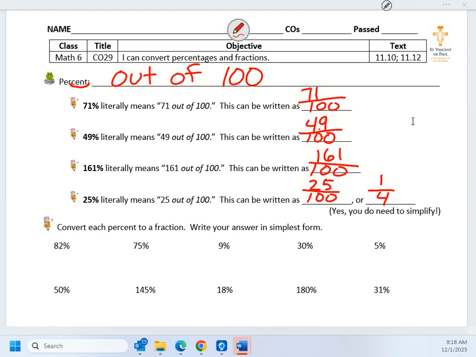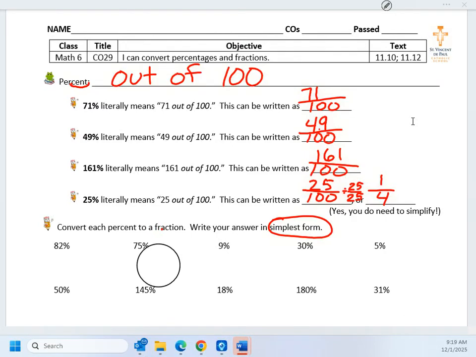Remember, when we are simplifying, we are using that same scale factor. So we are dividing the top and the bottom by the same number. So we need to remember that simplifying rule. We will be simplifying in this unit. Same scale factor. Whatever you do to the top, you do to the bottom. Same number. So we are going to convert each percent to a fraction. Since we're putting it into a fraction, we need to make sure it's in its simplest form.